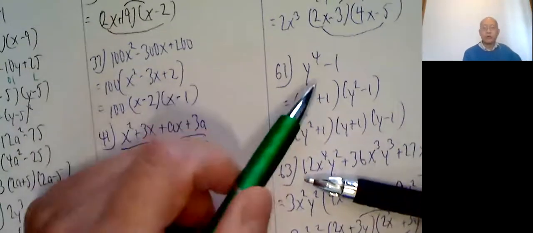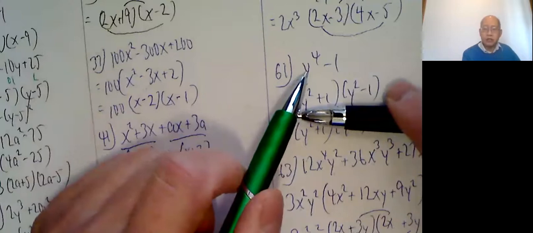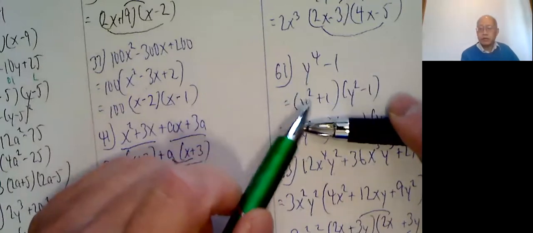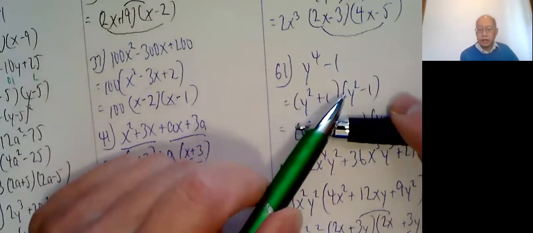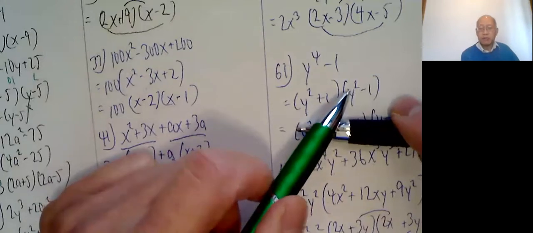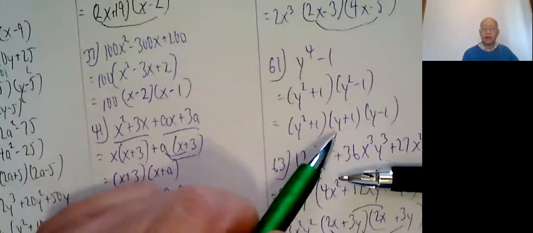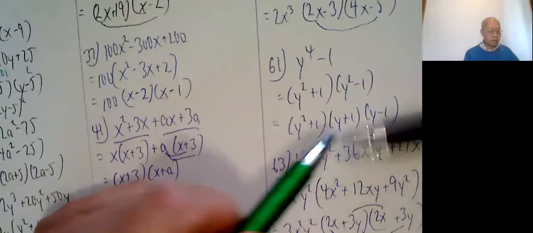61, y to the 4th is y squared squared. So y squared plus 1, y squared minus 1. Can't do anything with this, but y squared minus 1, I can refactor into y plus 1, y minus 1.